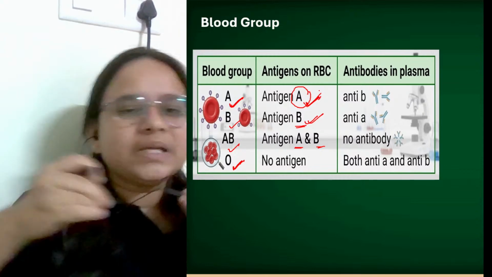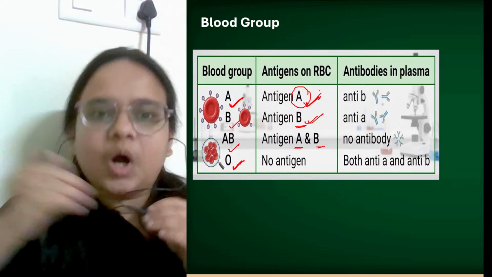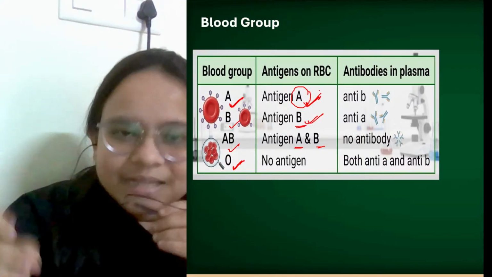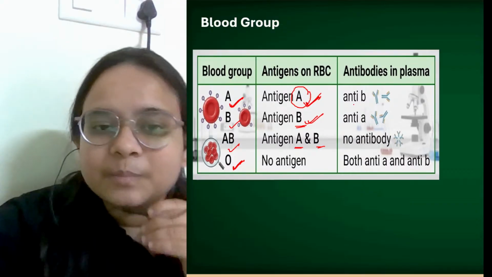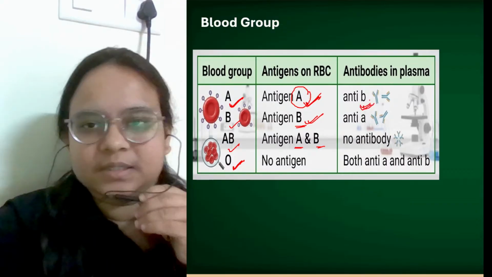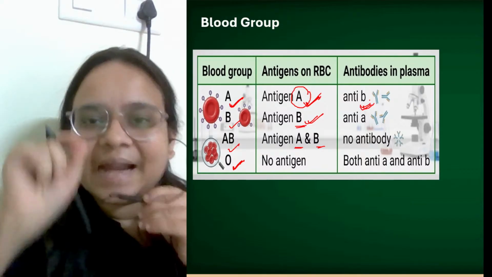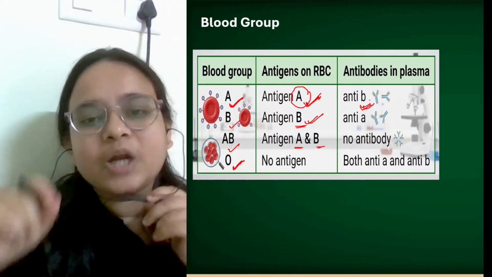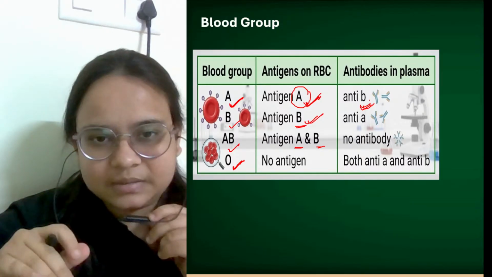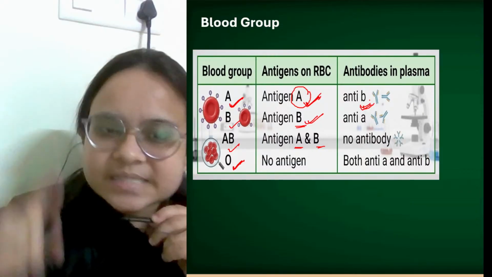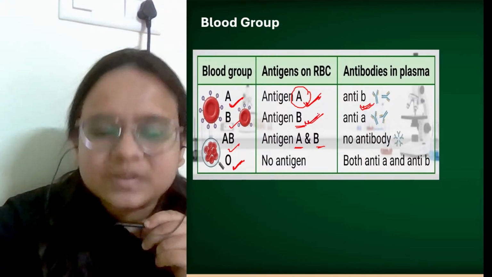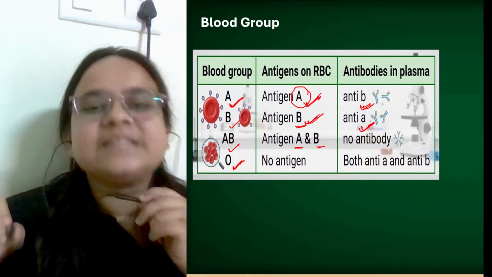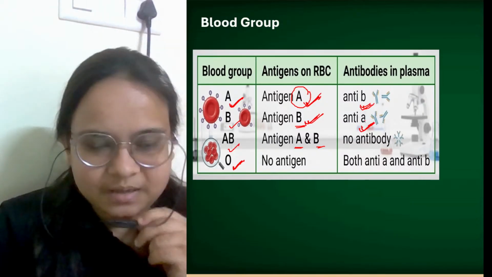Now the antibodies are just opposite or antagonistic, we can say. That means if somebody is having antigen A, the antibody that is present in their plasma will be antibody B, just opposite. If a person is having antigen A over its RBC, then he must be having antibody B in its plasma. Okay, just ulta. Similarly, if somebody is having antigen B over its RBC, then the person must be having antibody A inside his or her plasma, right?